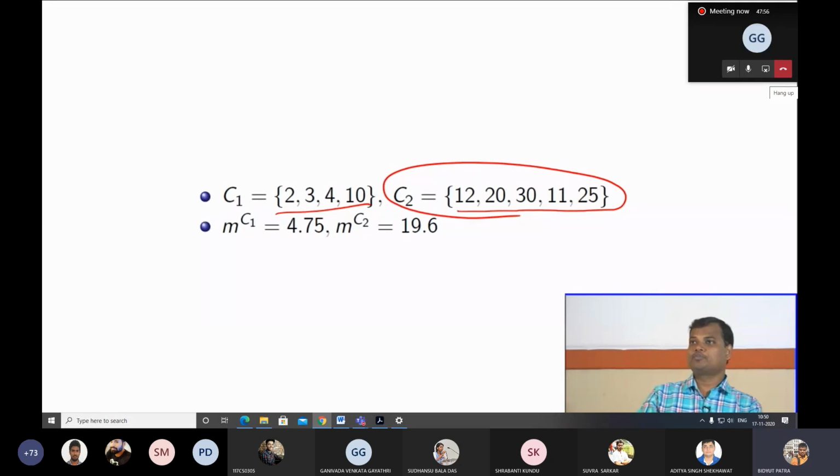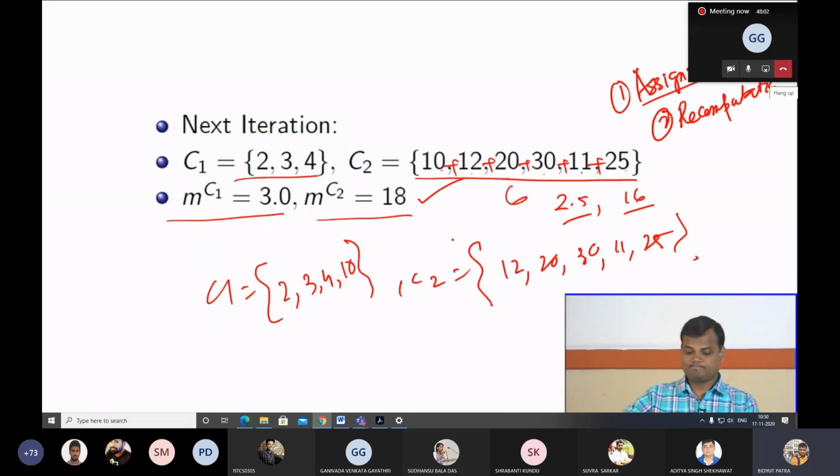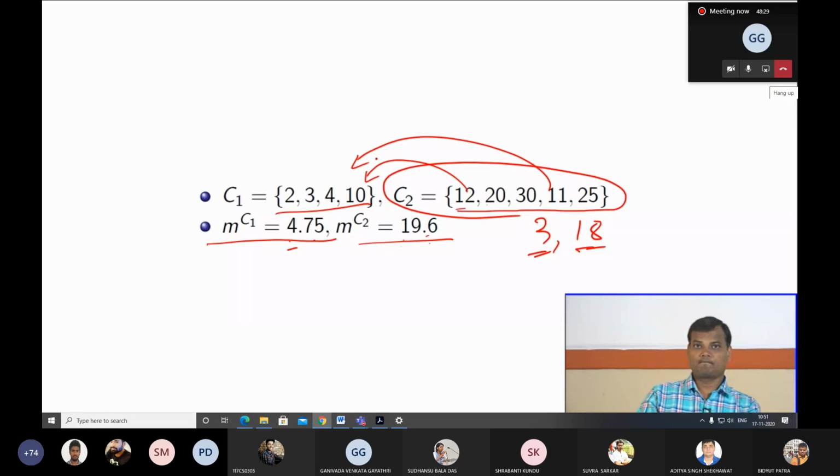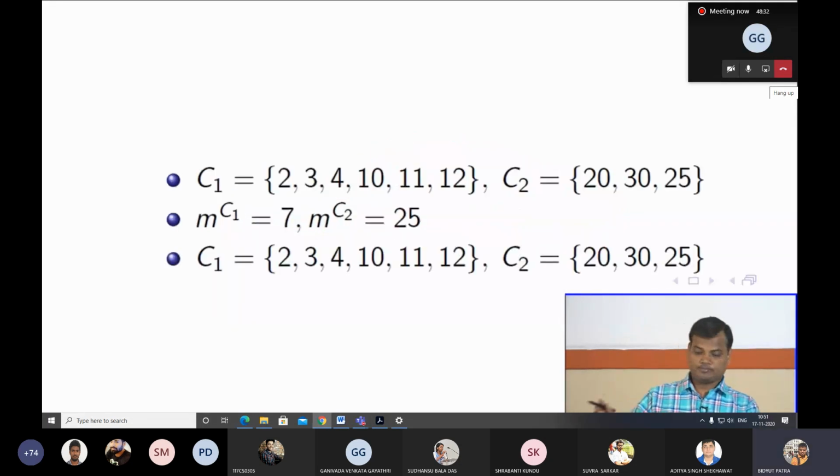Now what is the second step? Recompute the centroid. Earlier the centroids were 3 and 18, so it is different. So you have to go to the next step, the assignment of the points. Now the centroid has moved to 19.6, and the other is 4.75. So 12 will come here, and obviously 11 also will come here. So the first cluster is 2, 3, 4, 10, 11, 12 and the second is 20, 30, 25.